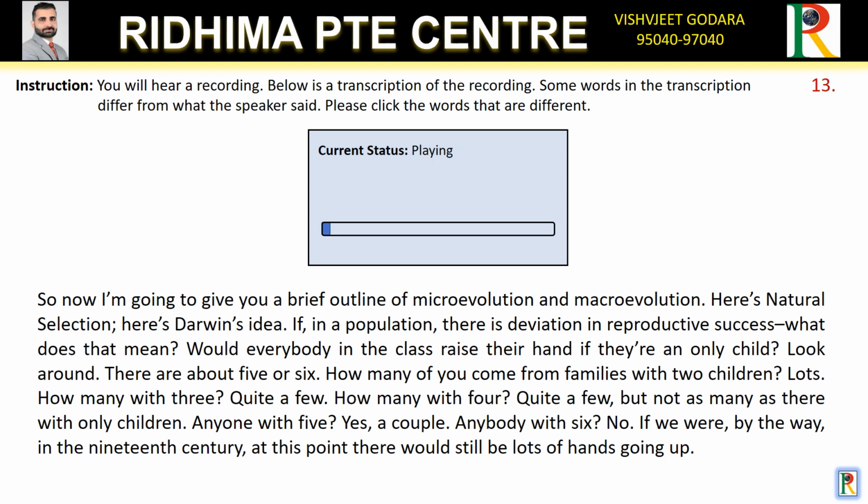So now I'm going to give you a brief overview of microevolution and macroevolution. Here's natural selection. Here's Darwin's idea. If in a population there is variation in reproductive success, what does that mean?